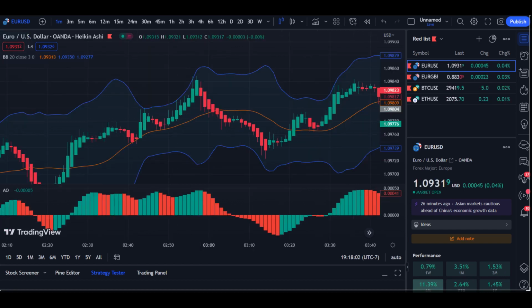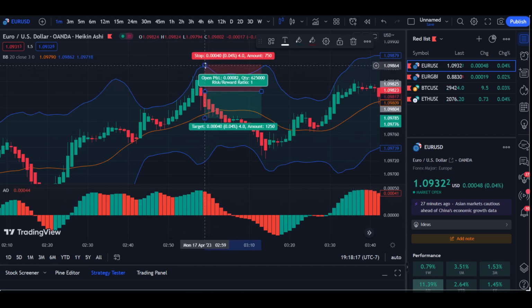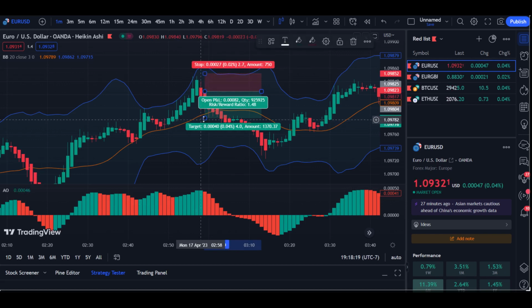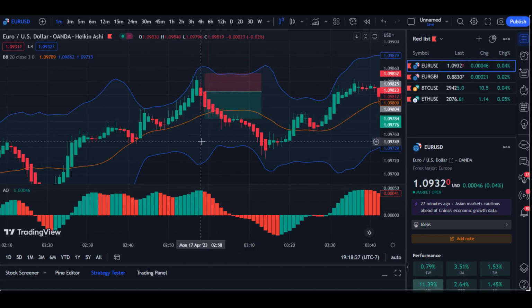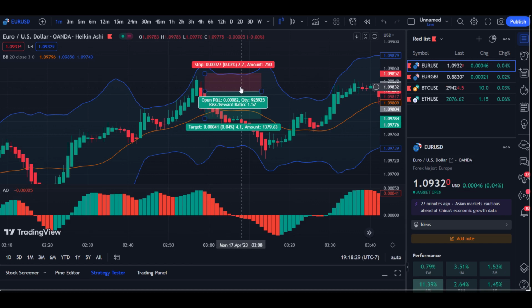All right, so we have another awesome short position right here. As we can see, the price action went outside the Bollinger Band. We had a red candle print, and within a couple more candles, we had a red bar print on the Awesome Oscillator. So we will be taking our short position right here, risk-reward ratio. And as we can see, we have another profitable trade right here.